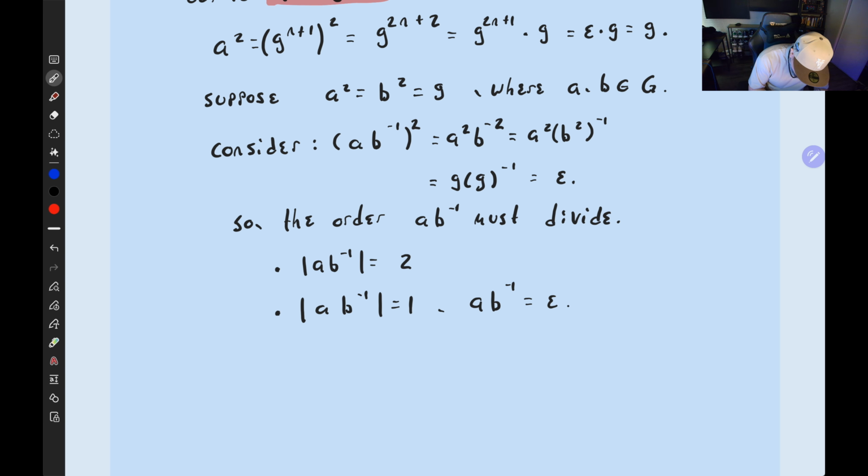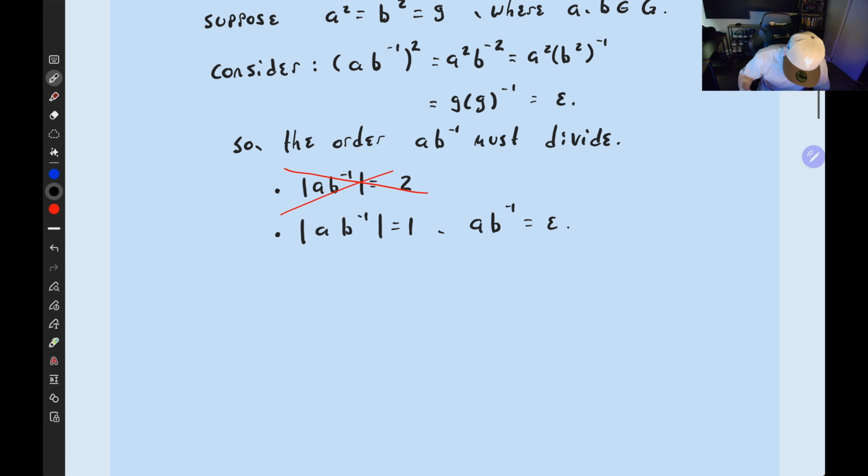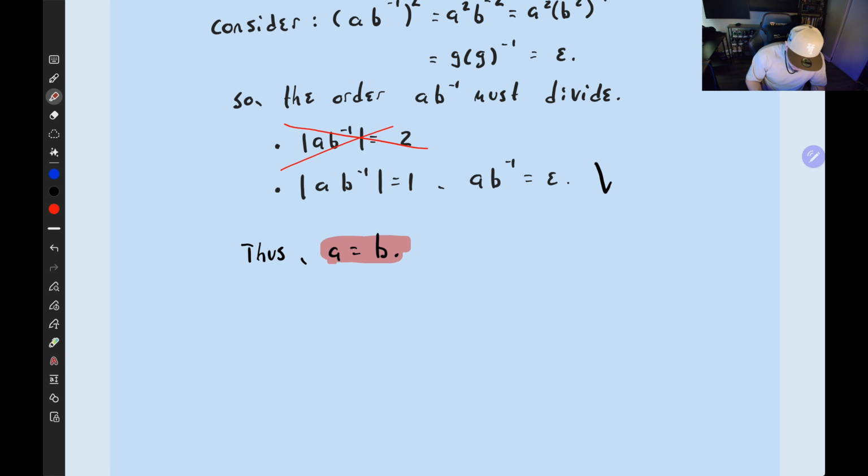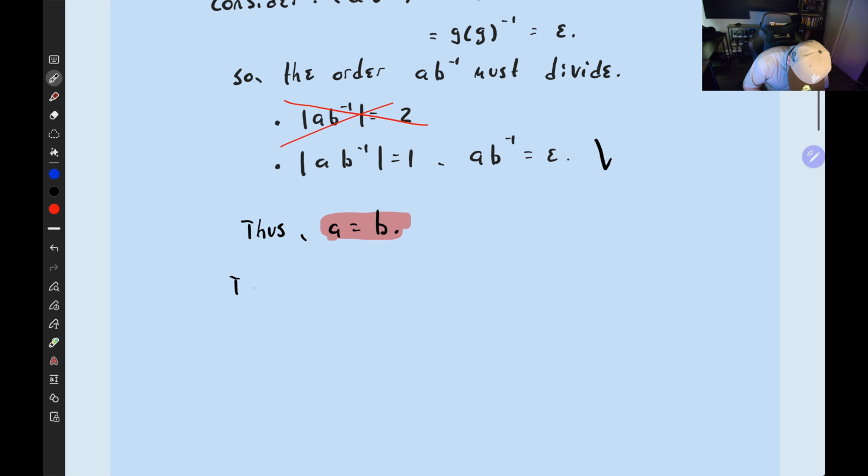And again, we just talked about why it can't be this choice here, because the order of AB inverse has to divide the order of the group, and we have a group of odd order. So that can't happen. So it has to be the second option, which leaves us with AB inverse equaling the identity element. Now, if we apply B to the right on both sides of the equation, it leaves us with A equaling B, which proves the uniqueness part. So the square root does exist, the square root is unique, and this completes the proof.